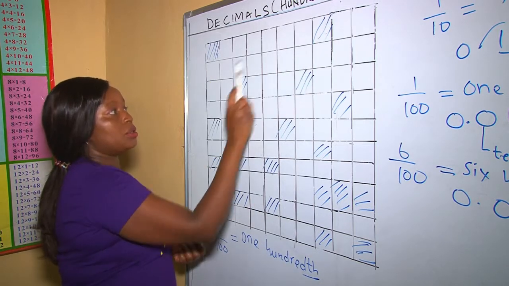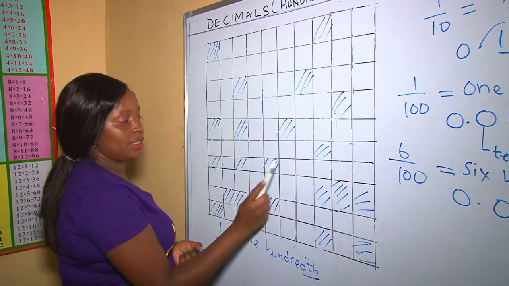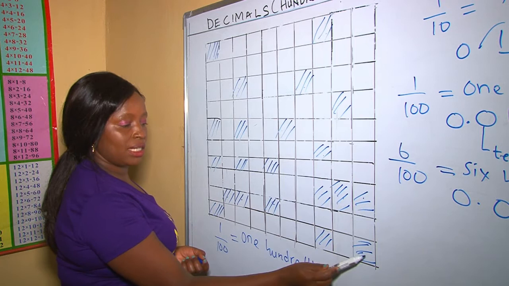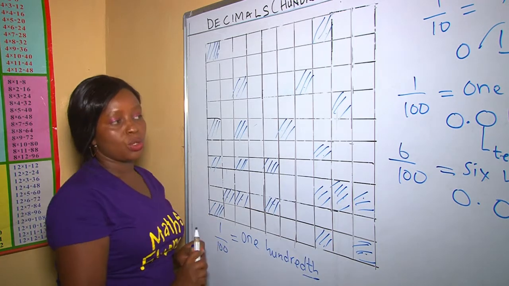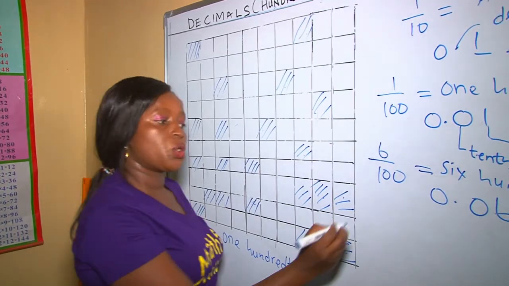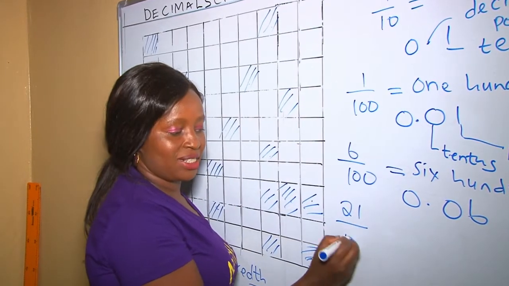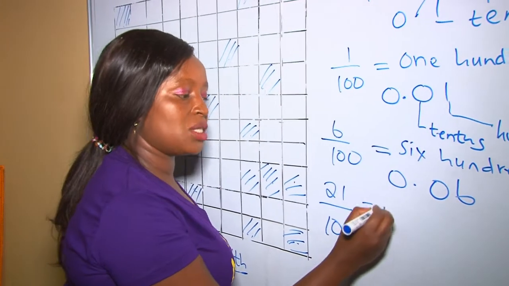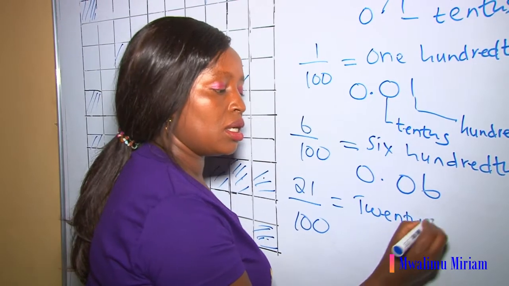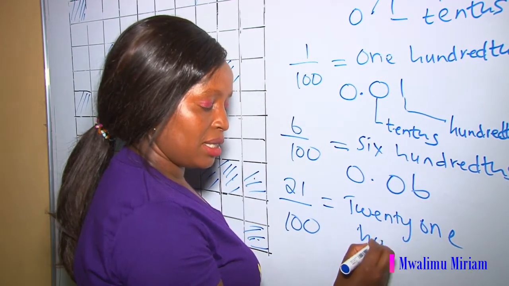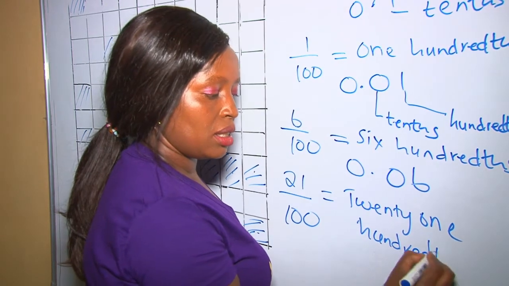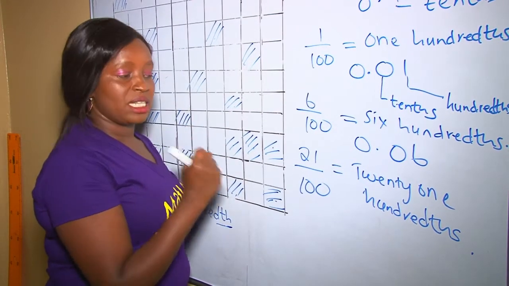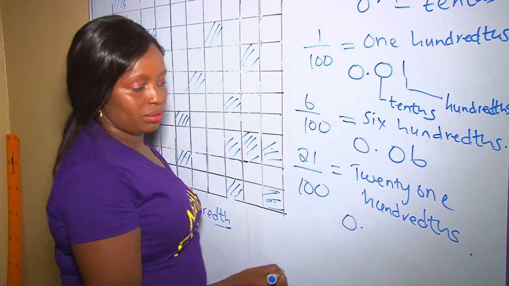Have been shaded. 1, 2, 3, 4, 5, 6, 7, 8, 9, 10, 11, 12, 13, 14, 15, 16, 17, 18, 19, 20, 21. So to write that as a fraction is 21 out of 100. Therefore, 21 out of 100 can be written as 21 hundredths. To write this as a decimal is going to be 0 point.